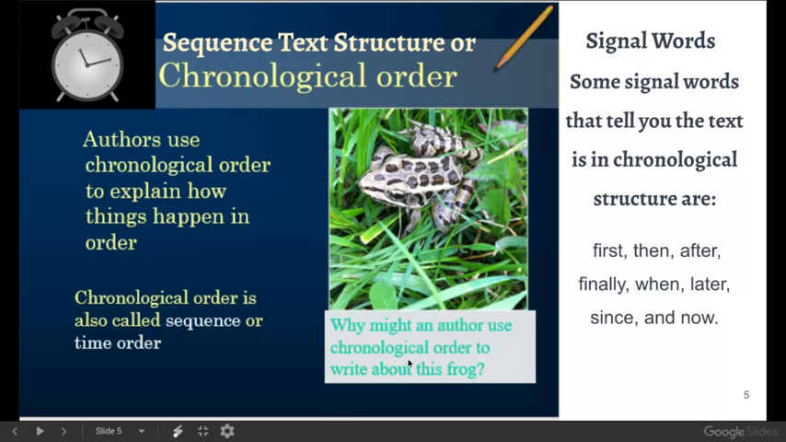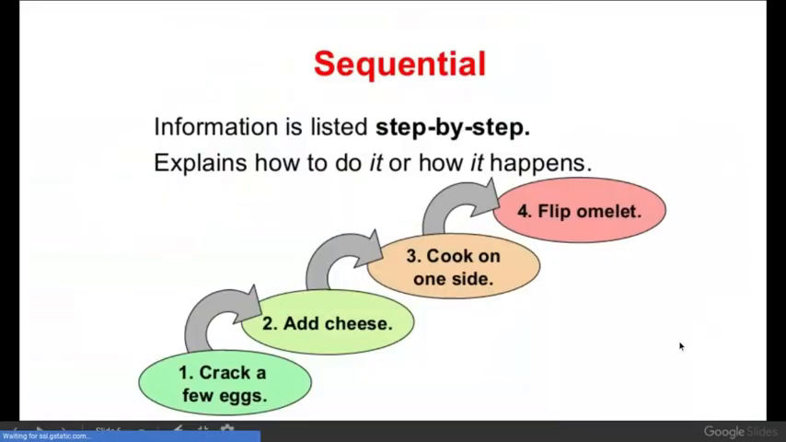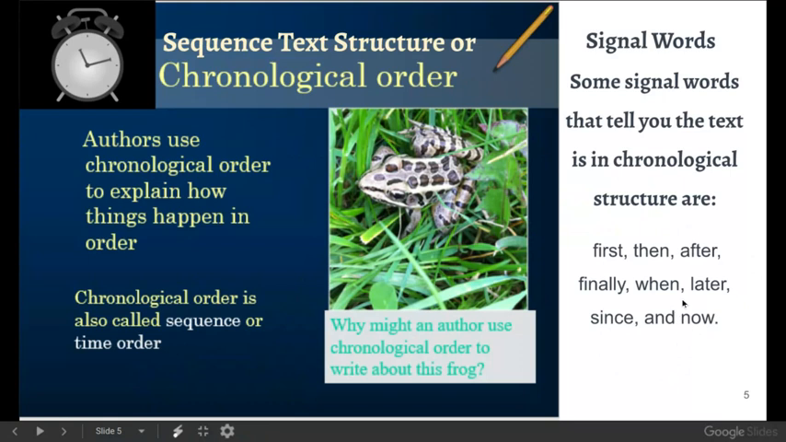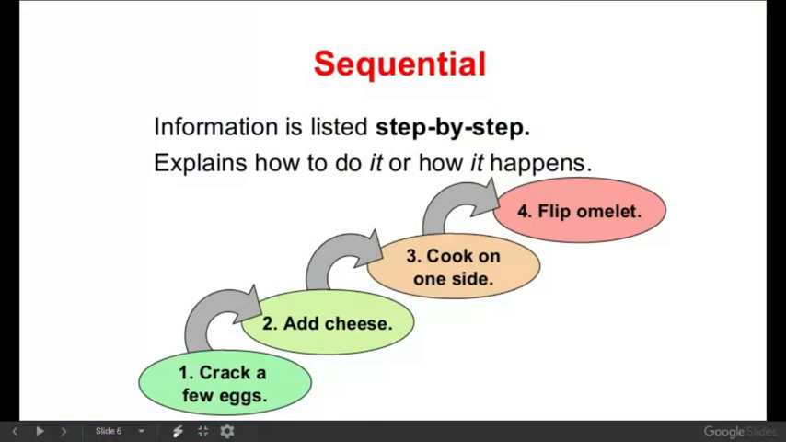Why might an author use chronological order to write about this frog? So we know the frog develops in different stages and starts as a tadpole, and so maybe they would use this type of pattern to discuss frogs until their adulthood. Some signal words that this text structure uses, you would see first, then, after, finally, when, later, since, and now. And so make sure that you are reviewing these signal words so that you can identify this text structure when you see it or write.